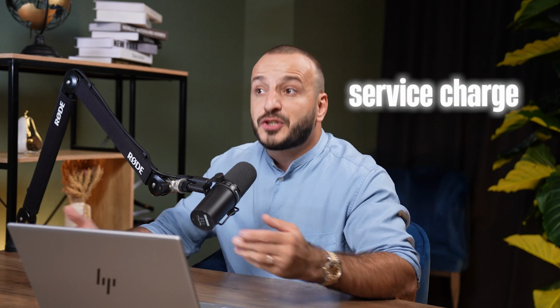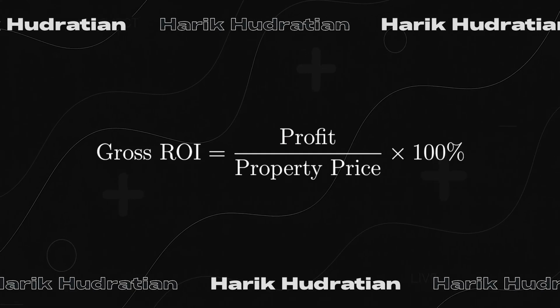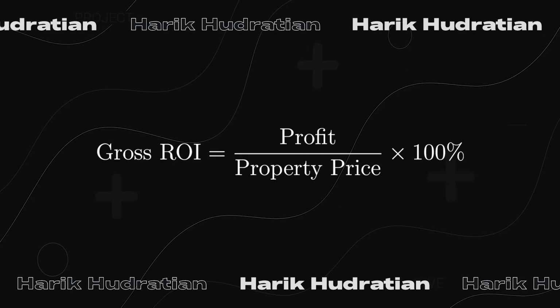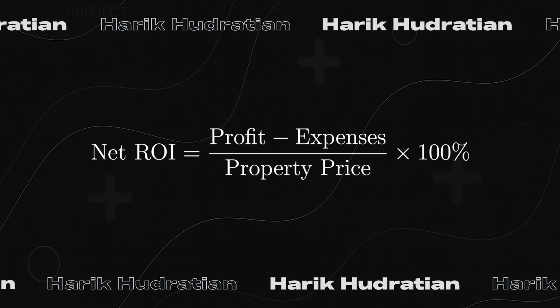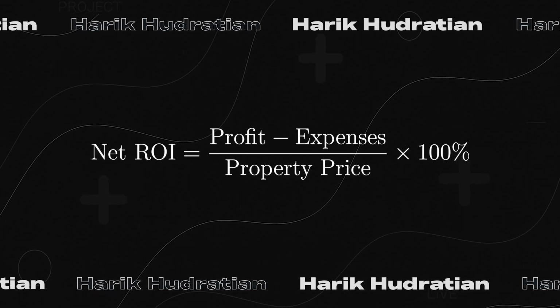When we say 5% in this particular example, this is the gross ROI. Let's not forget that there are some expenses that each investor must pay, one of them being, for example, the service charge. That is why there is a difference between gross ROI and net ROI. Gross ROI in this case is 5%. We just divide the profit by the whole price of the property. On the other hand, the net ROI is the same but minus all the expenses.